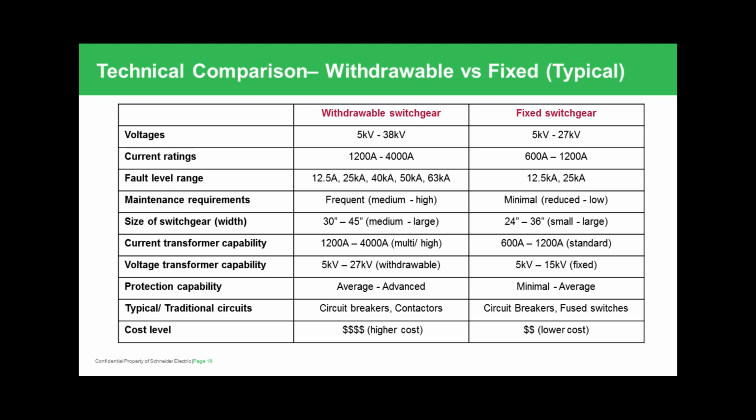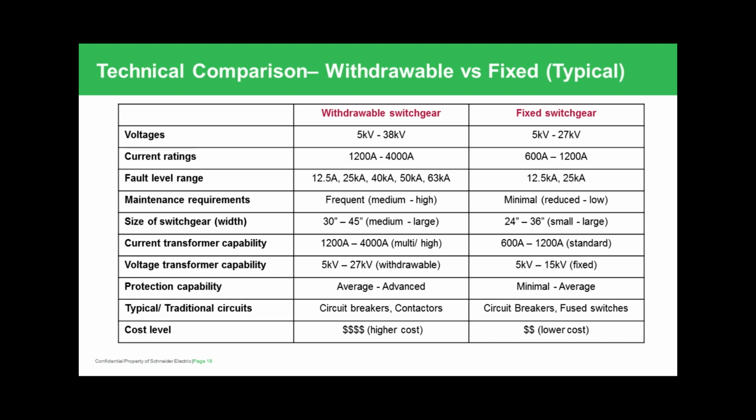Some technical characteristics of withdrawable versus fixed, and this is typical characteristics. These can change based on the manufacturer of the equipment. So for voltage levels, you'll see withdrawable switchgear can go up to 38 kV, and then you see fixed switchgear is up to 27 kV for most manufacturers. The current ratings, you get larger current ratings with your withdrawable switchgear, and that's more because your actual size of the switchgear is larger. So you have between 1,200 amps and 4,000 amps for your withdrawable, and then for your fixed switchgear, you have between 600 and 1,200 amps for your main bus. Your fault current levels vary. You usually typically get more options out of your withdrawable, so it goes up to 63 kA.